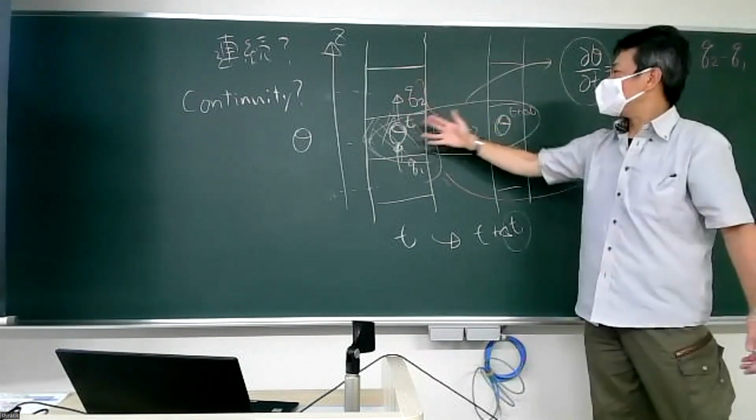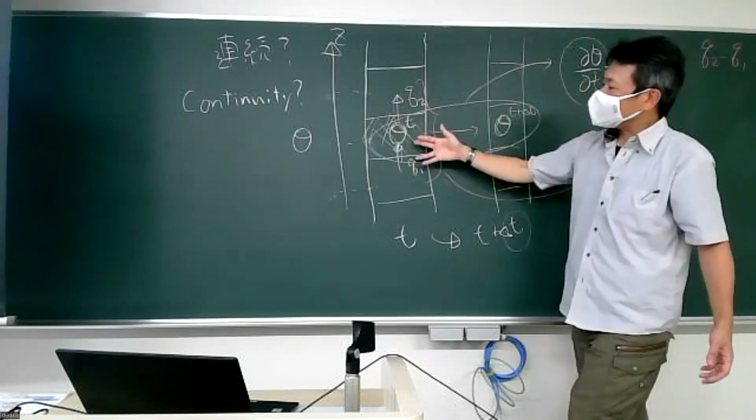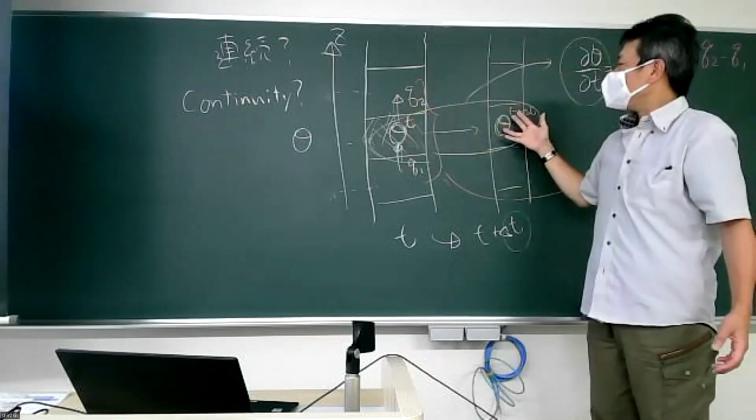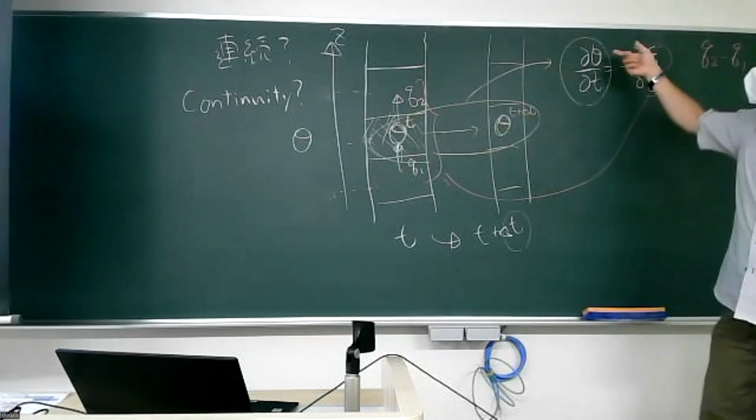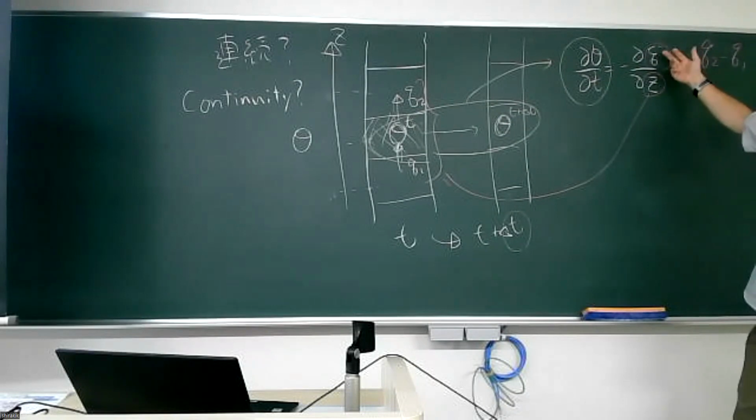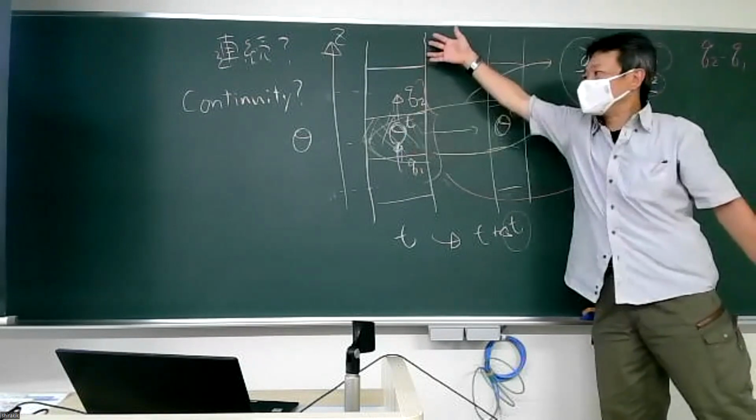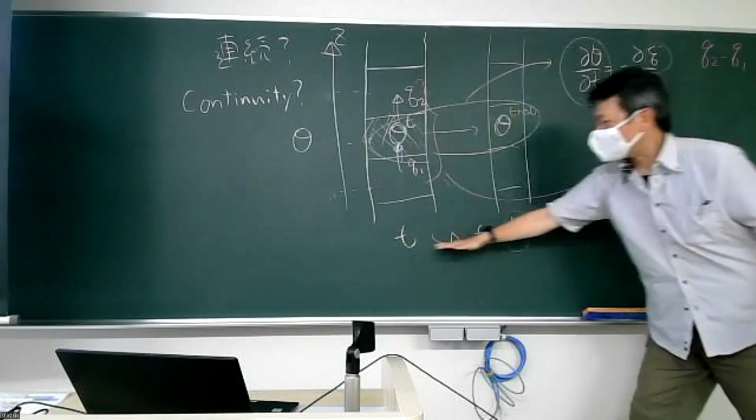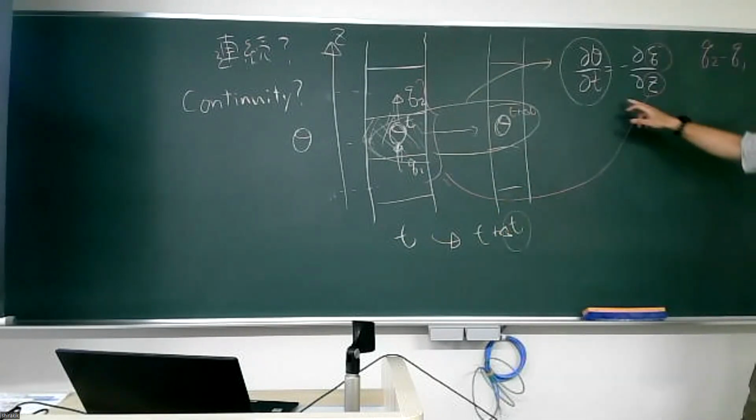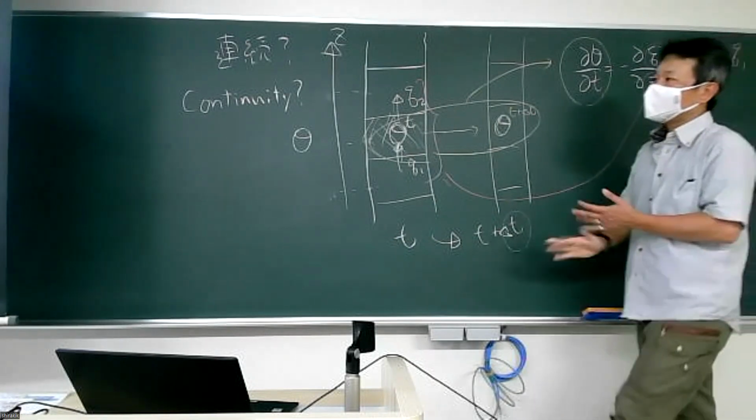Okay, theta will be decreased if the input Q1 is low and the output Q2 is high. So the change of the theta with time is determined by the difference of the input and the output. This is the t-axis, time forwarding here. So that is the continuity equation. It is called continuity.